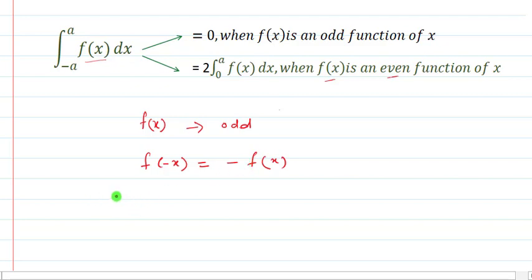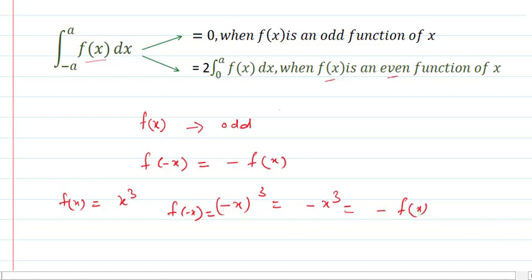For example, let me take the function x cube. So clearly, if I replace this x with minus x and take its power, this is clearly minus x cube. Here I am giving this the name f(x). Clearly this is f of minus x. So minus x cube is minus f(x). So this is called an odd function.